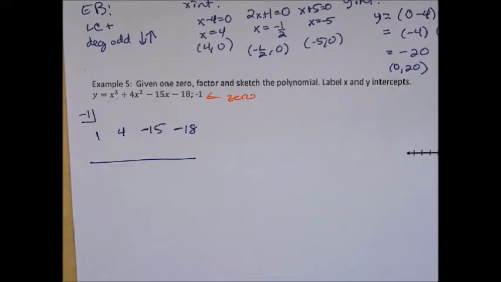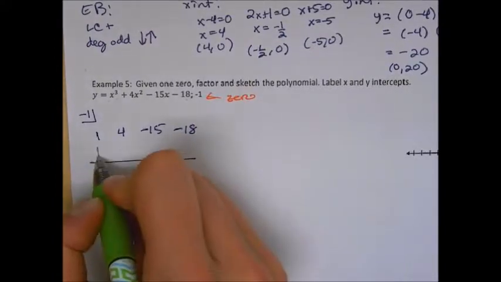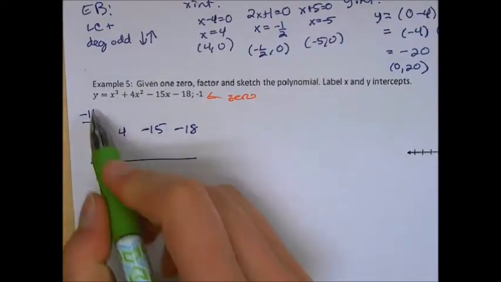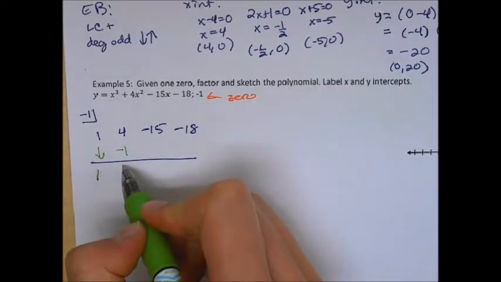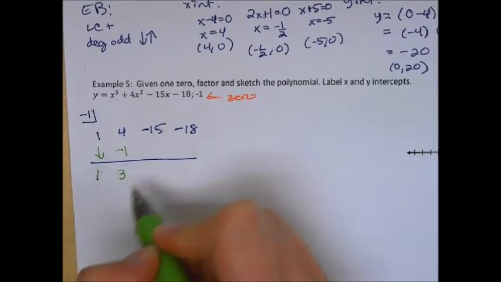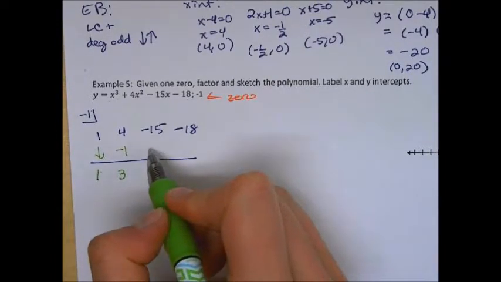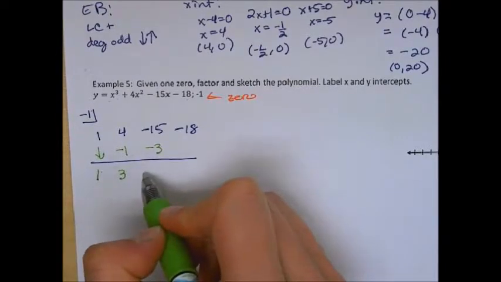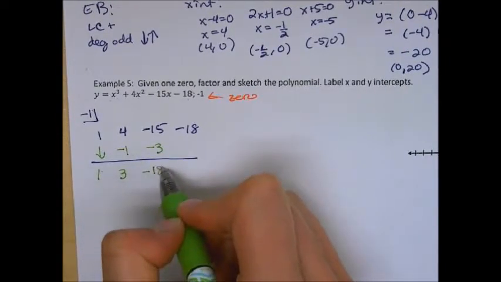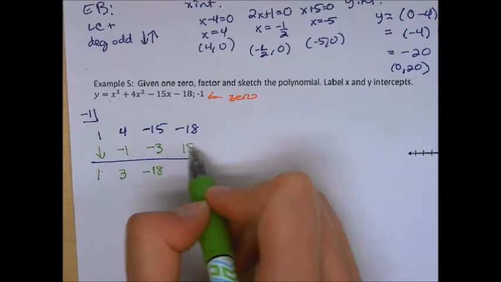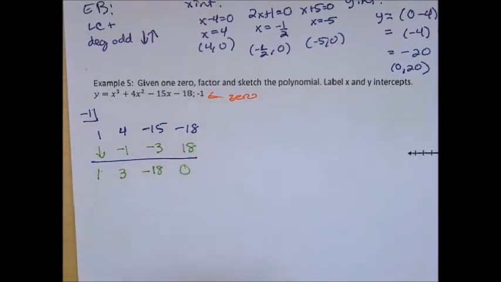Now that you've tried it, let's check it. You should have brought down the 1. Negative 1 times 1 is negative 1. 4 plus negative 1 is 3. Negative 1 times 3 is negative 3. Negative 15 plus negative 3 is negative 18. Negative 1 times negative 18, positive 18, and I get 0.